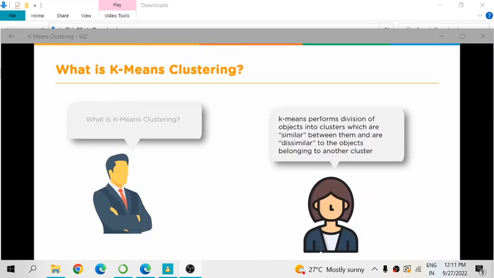So, good afternoon, guys. In the previous session, we discussed some classification algorithms, which are the decision tree algorithm and the random forest algorithm. In today's session, we are going to discuss one of the unsupervised learning algorithms.